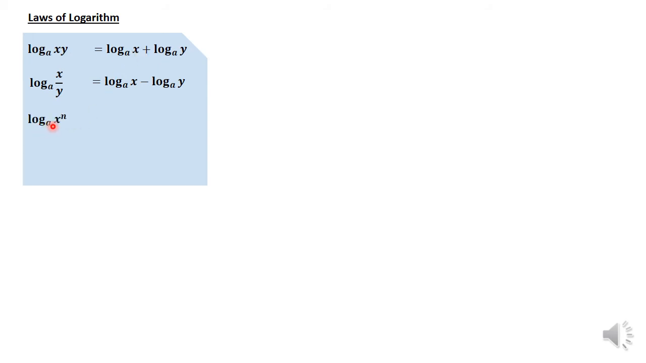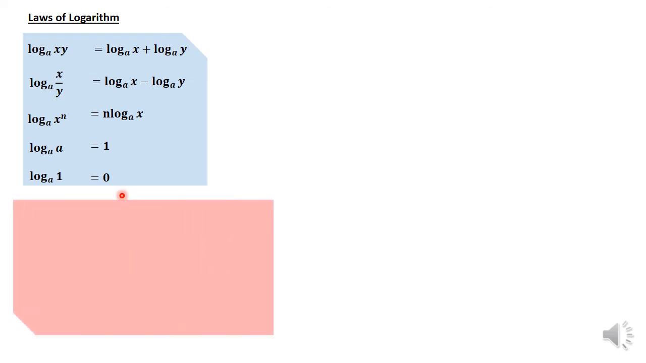Again, log of x raised to power n to base a normally is written as n, then everything else, log of x to base a. If we were having log of a to base a, that is log of a number to the same base, the answer would be 1. And lastly, log of 1 to base a, the answer should always be 0. And so these ones are going to be helpful for us as we try out some questions which have to deal with the laws of logarithms.